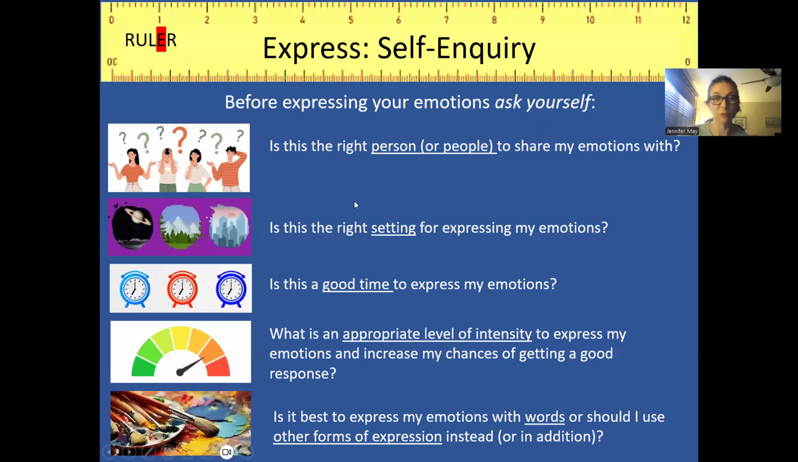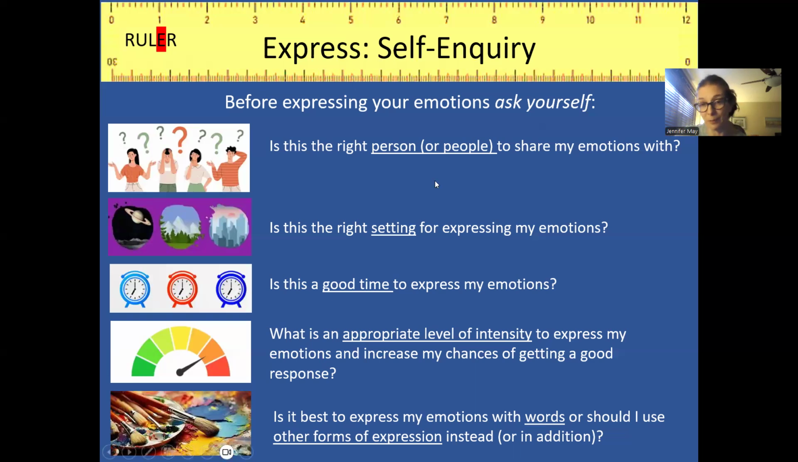All right, so next one, is this the right setting for expressing my emotions? Maybe you want to wait till you have some quiet time with somebody, you have some privacy, some personal space, or an office, or a car, or taking a walk. Maybe that feels good to you. Maybe it's not appropriate in the middle of your classroom or a business meeting, or Thanksgiving dinner may not be the right time, for example.